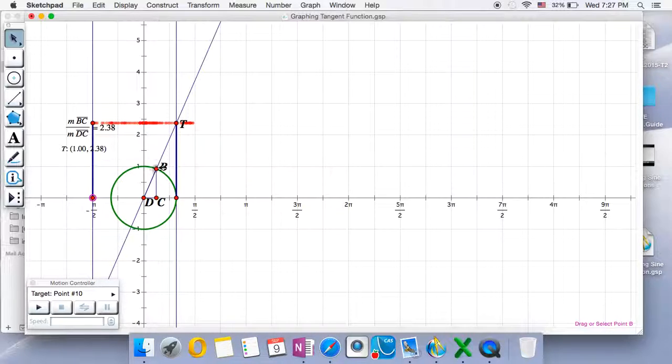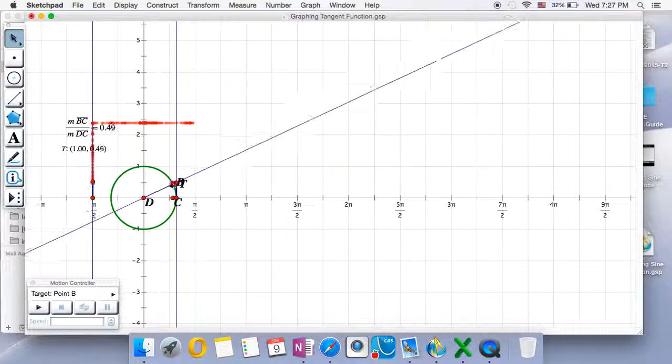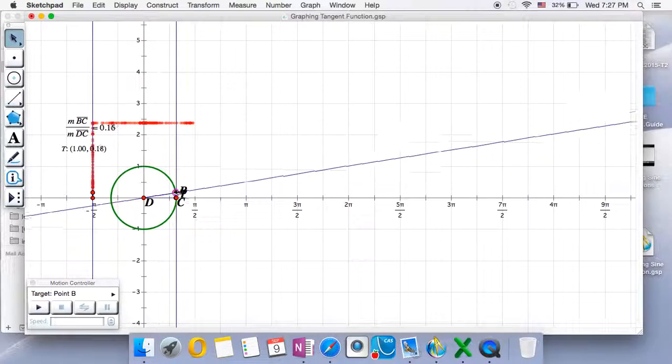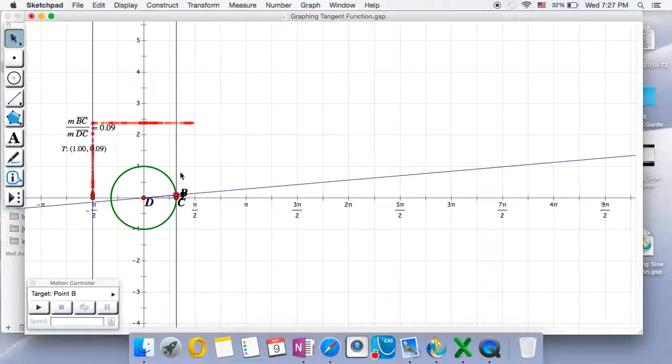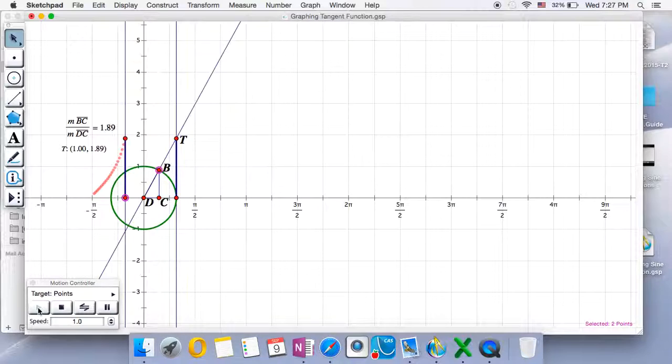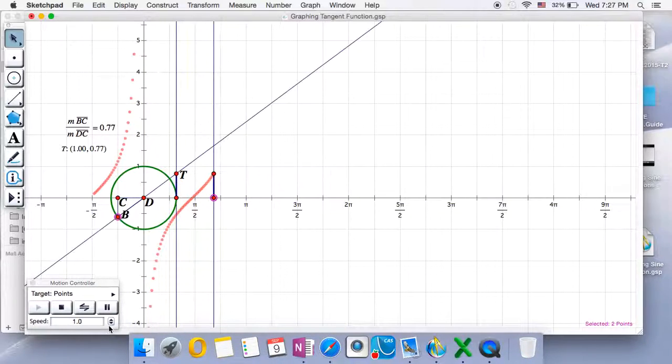And let me bring this all the way down to (1, 0). It's very hard to delete everything. So we are animating this and this. And let's see how the trace will be. Oh, let's slow down a little bit.